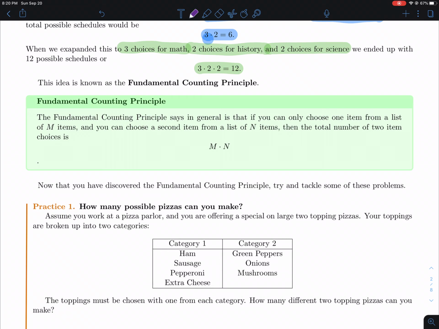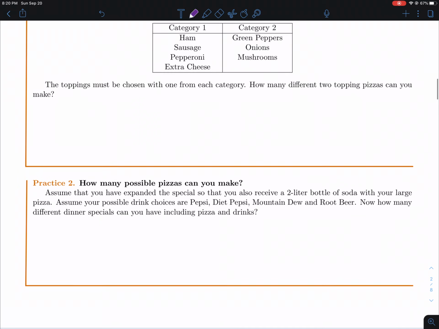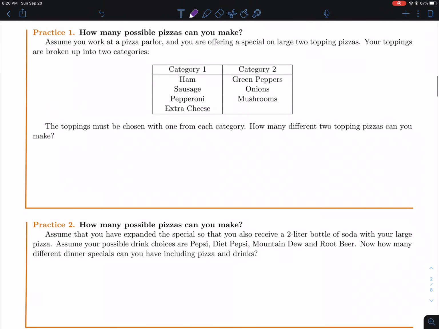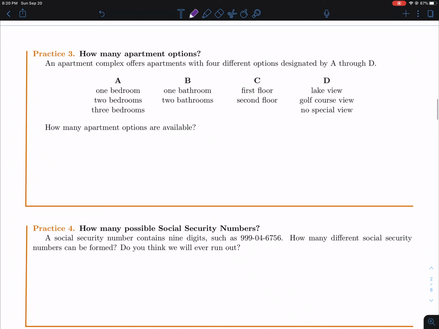So with that in mind, go ahead, pause the video at this point, and work on practice 1 and practice 2. I've labeled the categories for you so you can see them. Then practice 3, same kind of idea. The categories would be the number of bedrooms, the number of bathrooms, whether it's first floor or second floor, and whether it has a lake view, golf course view, or no special view. Then try to figure out how many apartments there are.